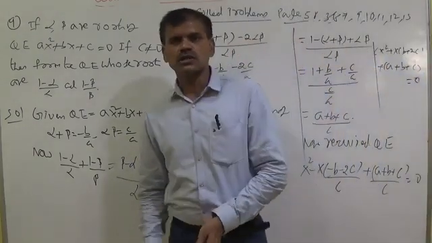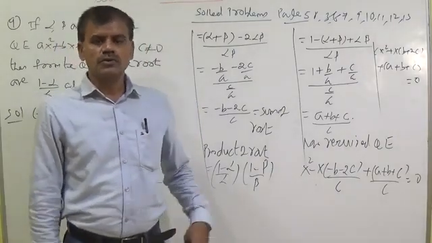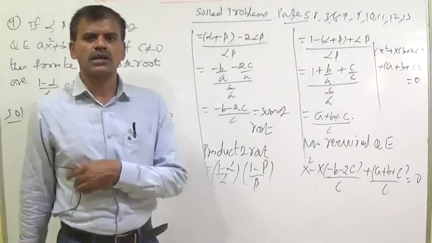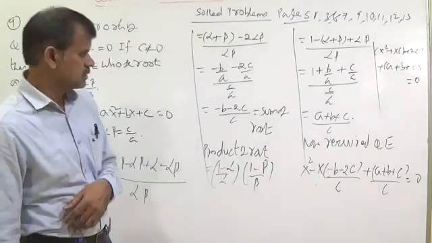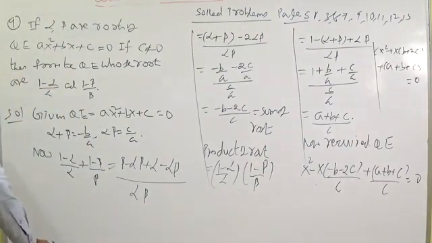If the same question is given as an objective question, then you can use a shortcut, putting alpha equal to 1, beta equal to 2, or alpha equal to 0, beta equal to 1, like that. That is why you should proceed in this manner only.